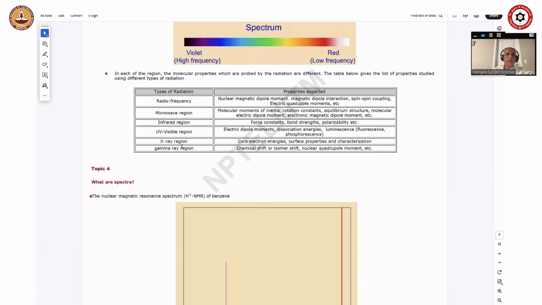From microwave to gamma ray, this is all optical spectroscopy. And you can see that the microwave region studies rotational phenomena. Microwave spectroscopy is useful in getting the equilibrium structure. We can get the molecular electric dipole moment fairly accurately, and also the electronic magnetic dipole moment and all those things. Microwave spectroscopy gives you information about that.